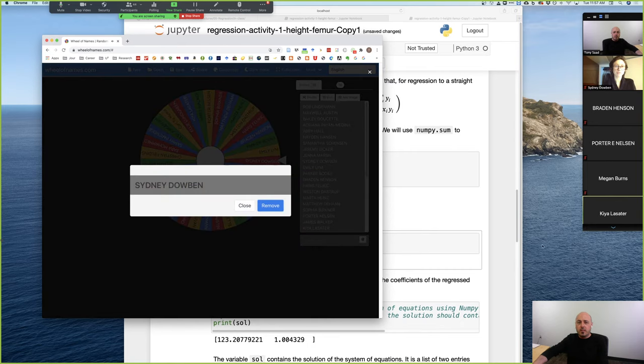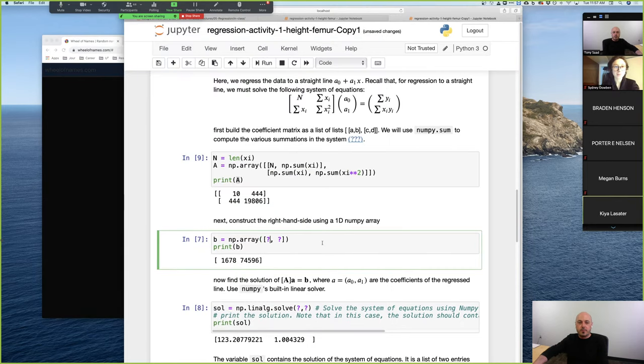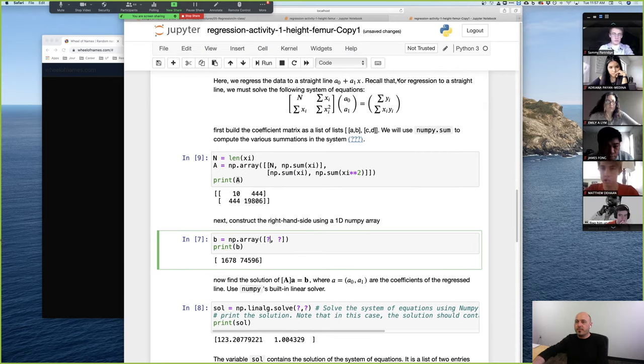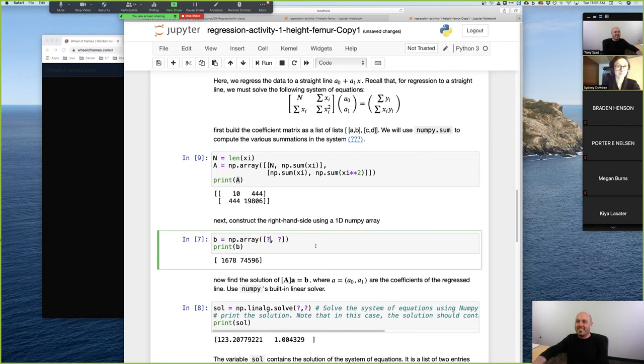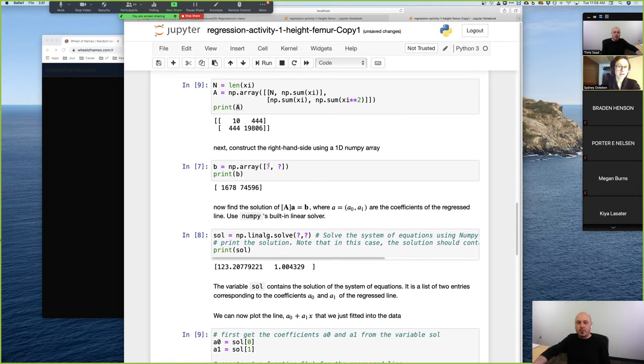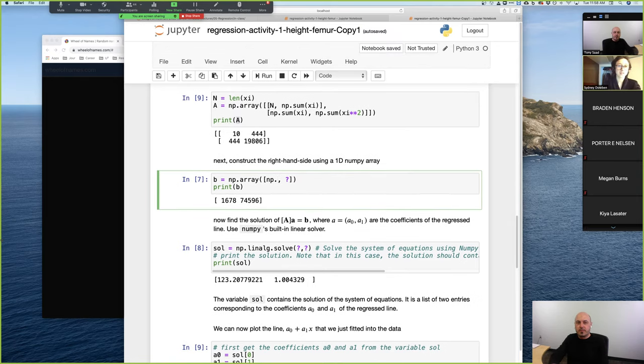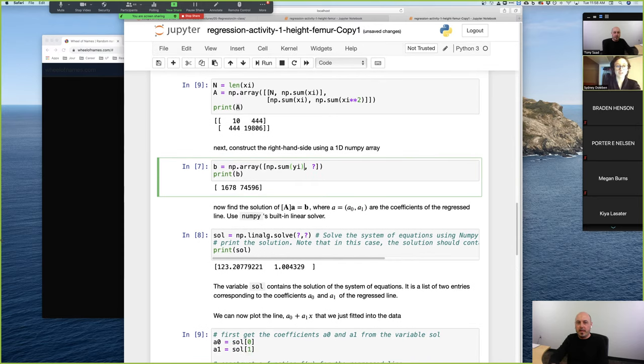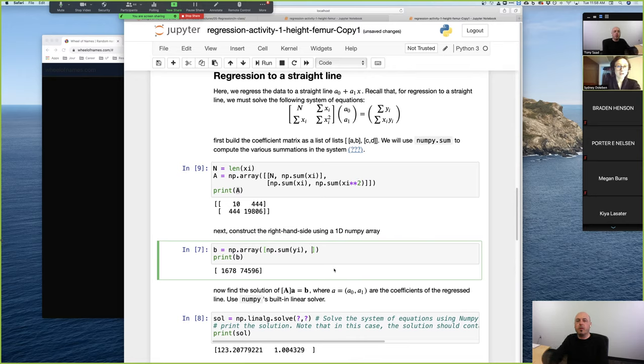Wheel of Misfortune. Sydney, are you with us? So for the B array, np.sum yi for the first value. For the second one should be sum xiyi, np.sum xi times yi. Correct, absolutely fantastic. All right, and then you print the array and it's again constants as we expected because all of those data were given to us, okay? So the only unknowns are the a0 and a1.